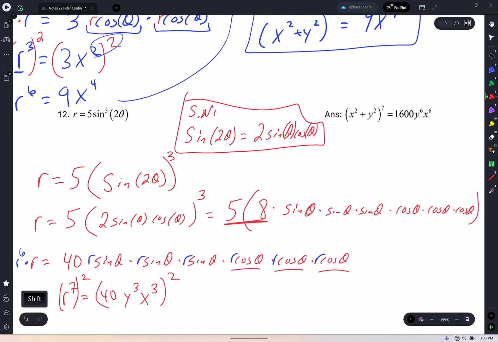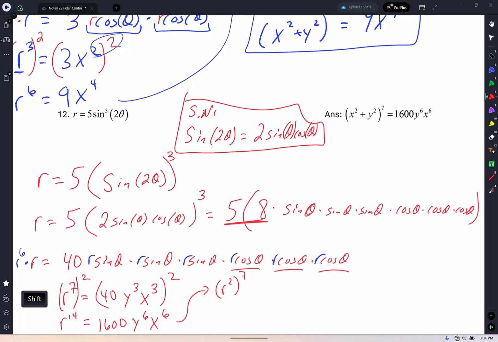We're almost done, guys. So here we go. I have r to the 14th equals, I don't know how to do 40 squared. Yes, you do. 4 times 4 is 16, so 40 times 40 is 1600. Then y to the 6, x to the 6. We're so close. r squared raised to the power 7 equals 1600 y to the 6, x to the 6.